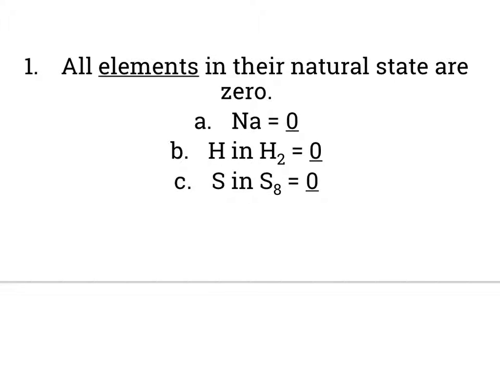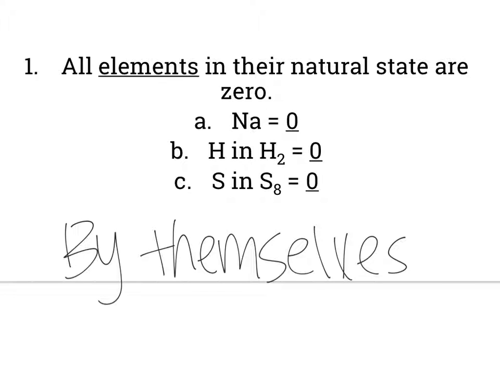Lastly, for lack of a better term, we got this weird freak of nature, sulfur in S8. It decides to come in 8 pairs. So apparently, 1 clone wasn't enough. It cloned itself 7 times, and it walks around all holding hands and skipping. It's freaky. No one talks to them, so we have a natural oxidation number of 0. Elements in their natural state, or commonly by themselves, will have an oxidation number of 0. All right.